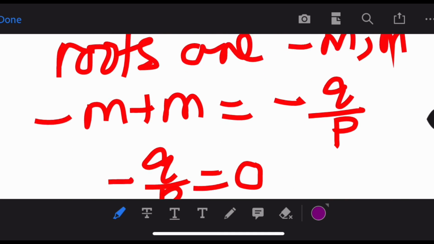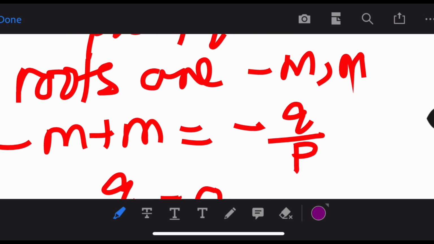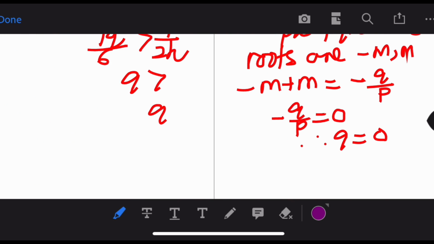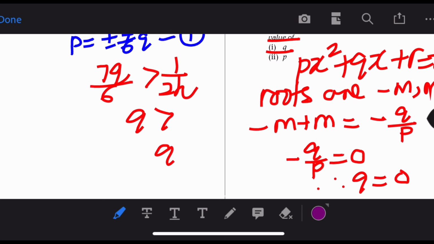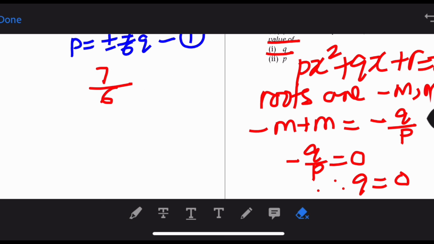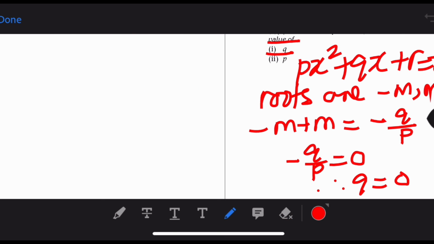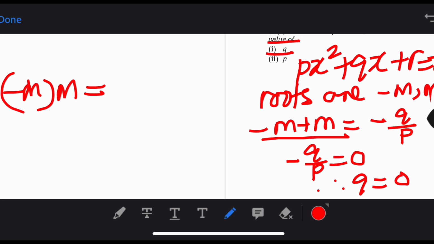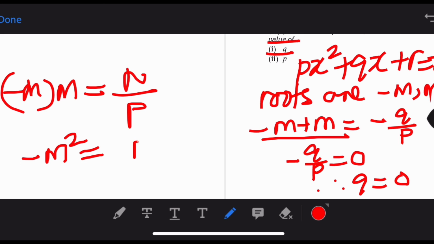Then in order to find p, we will use the product of the roots. Just now we used the sum of the roots. Now the product of the roots: negative m times m equals c over a, which is r over p. So negative m squared equals r over p.